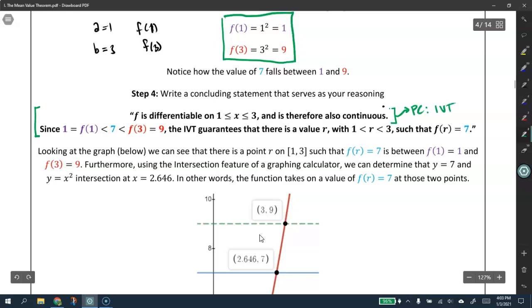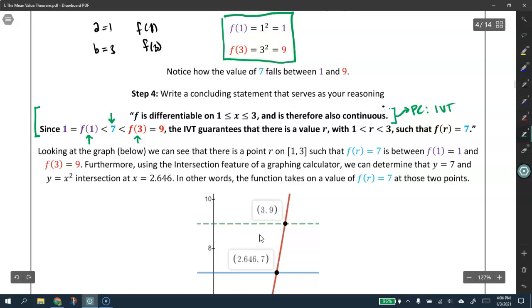That's why that first statement is important. Now, how do you conclude this? You do not talk about any slopes once again, right? You say that the number 7 is between the f of 1 and the f of 3. So the number 7 is between the function value at 1 and the function value at 3.